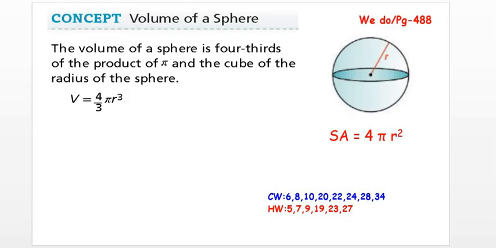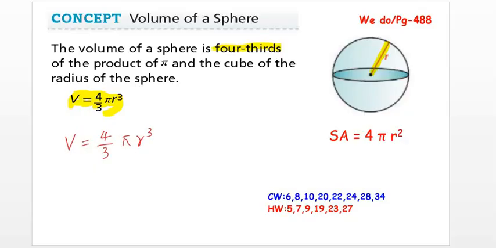So here is the formula to find the volume of a sphere. It says the volume of a sphere is 4/3 of the product of pi and the cube of the radius of the sphere. So the main thing is that we have to know the radius of the sphere, and then we simply find the volume using this formula, 4/3 pi r cubed.